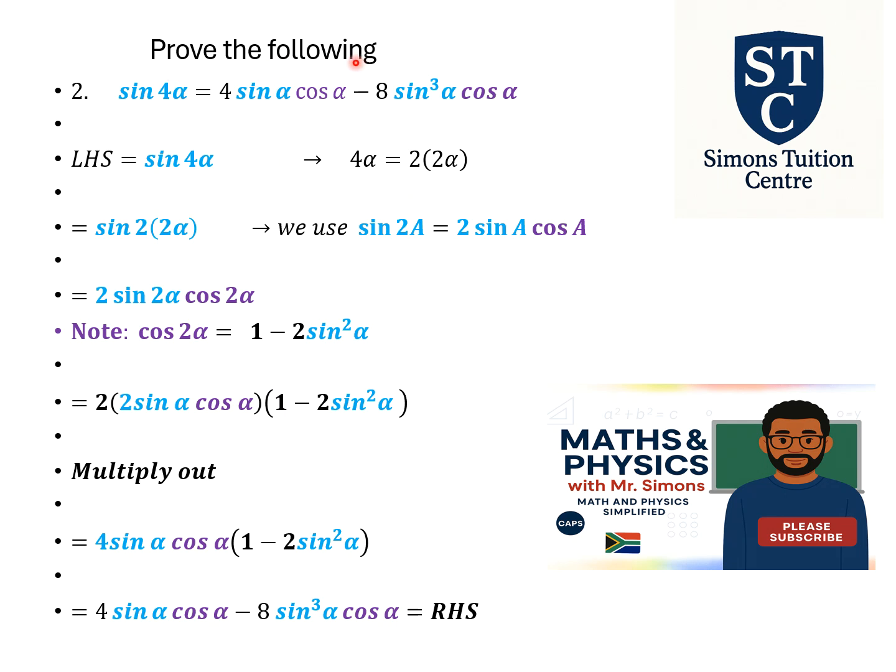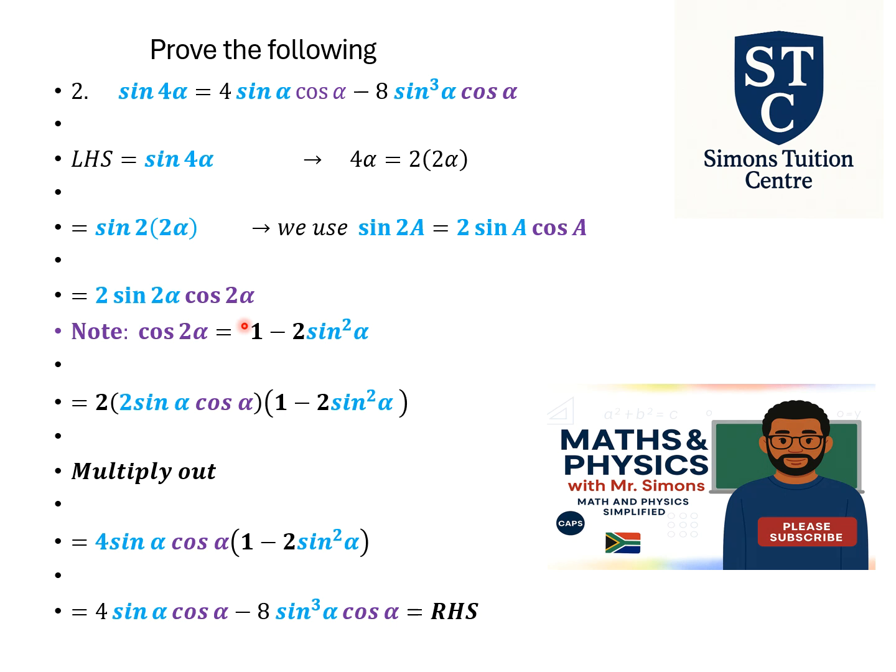Prove the following. So now I've just used cos 4 alpha, and then here we're using sine 4 alpha equal 4 sine alpha cos alpha minus 8 sine cubed alpha cos alpha. So again, the only thing I can do with 4 alpha is I can make it a double angle. So you should know 4 alpha is 2 times 2 alpha. So that becomes sine 2 times 2 alpha, and if I expand it will become 2 sine cos, right? So that there becomes 2 sine 2 alpha cos 2 alpha based on how we expand the sine double angle.